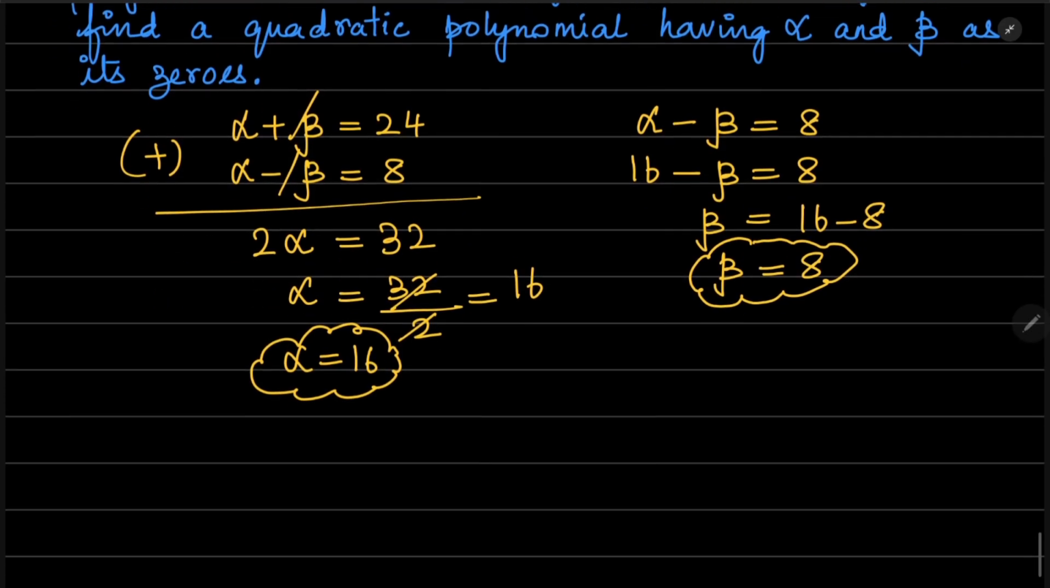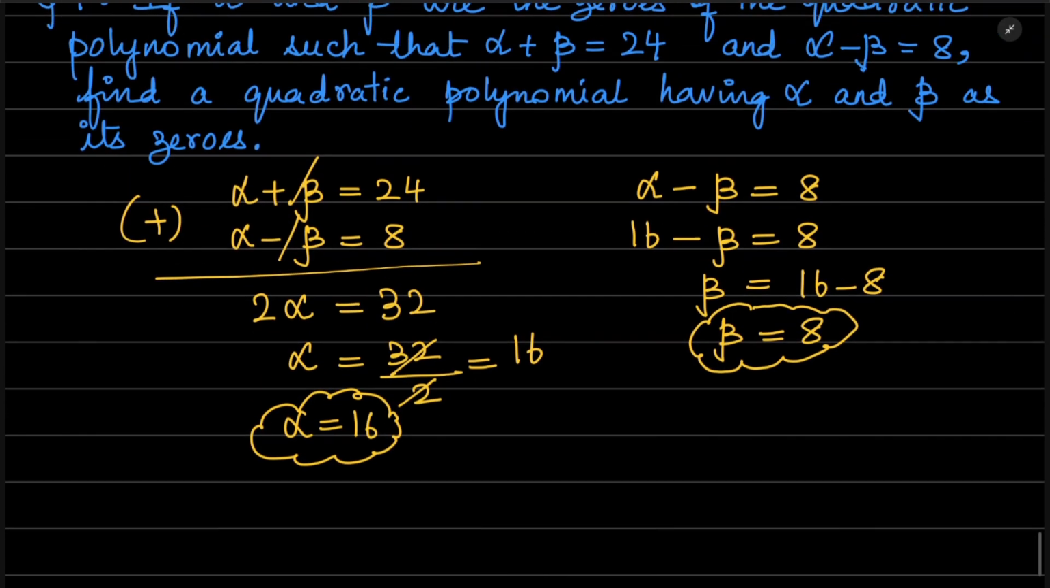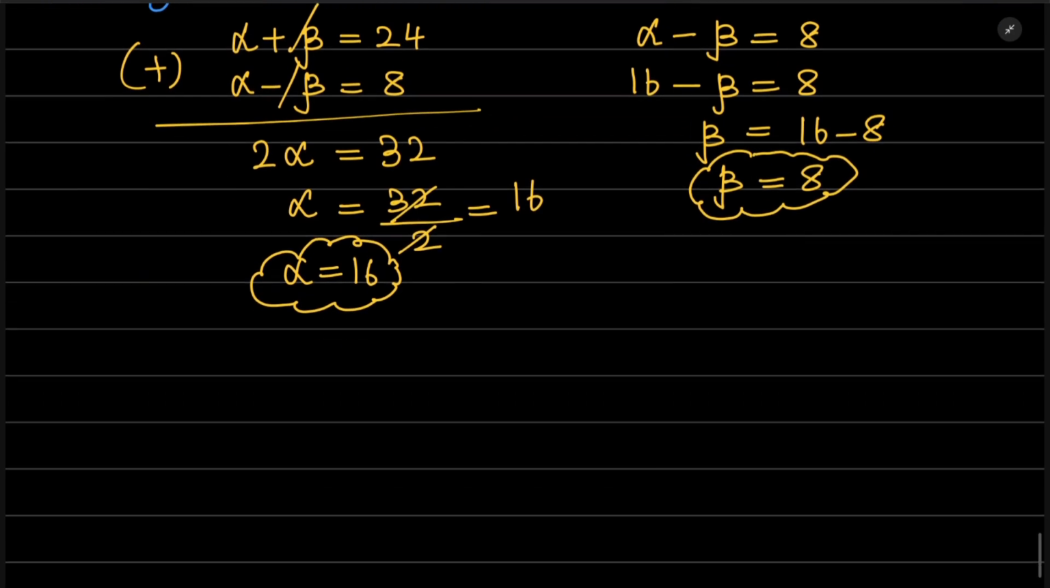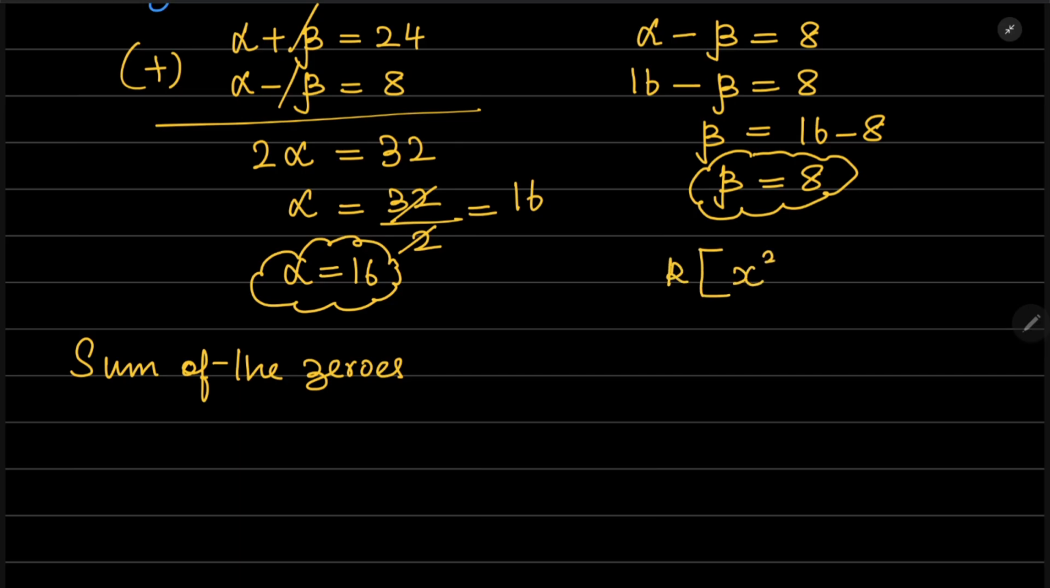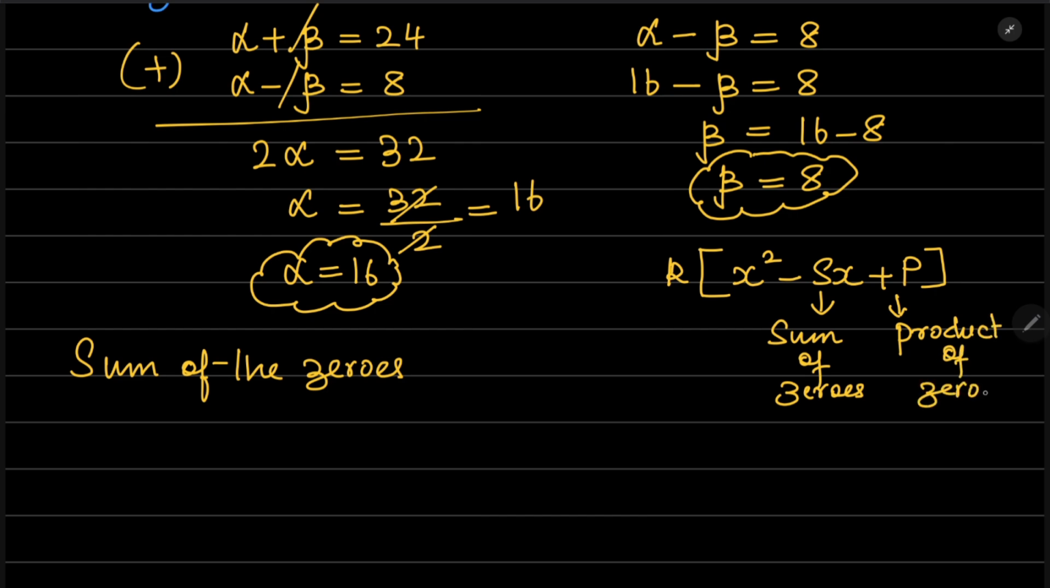Now if you know the zeros, how will you find the polynomial? If you just know the zeros, you will not be able to write a quadratic polynomial directly. In order to write a quadratic polynomial, you need to know the sum of the zeros. Because the formula for writing the quadratic polynomial is k multiplied by x square minus sx plus p, where s is nothing but your sum of zeros and your p is nothing but the product of the zeros. So if you know the zeros, you can easily write the quadratic polynomial by calculating first its sum.